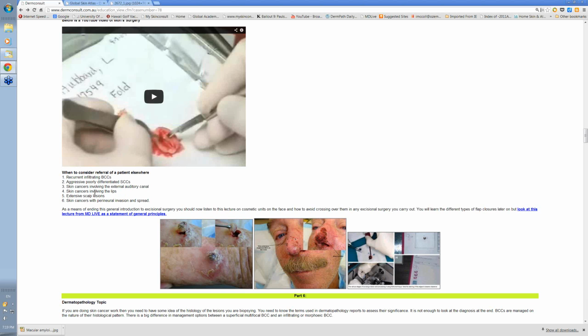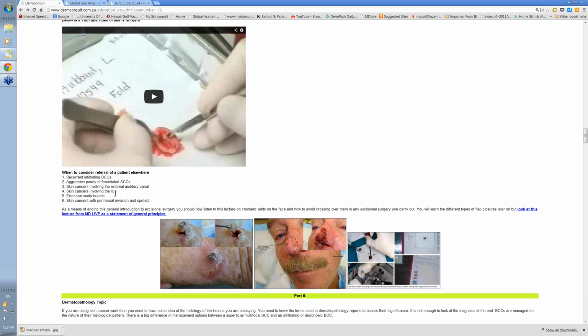Yeah, this one, skin cancers involving the external auditory canal. Bad area. If they're in the conch and then they move towards the canal, if they're in the canal, it's a devil to try and get them out. So always refer those. They often have to split the area, open it up so that they can get in there, remove it and graft it.